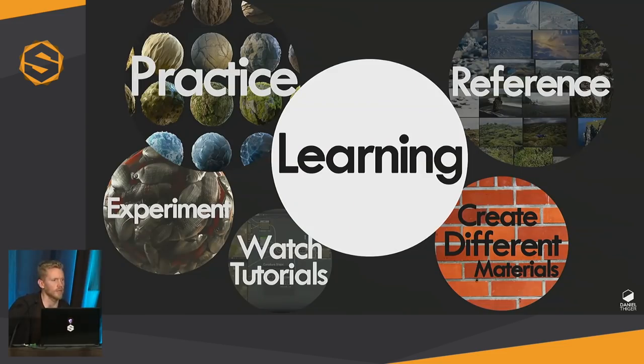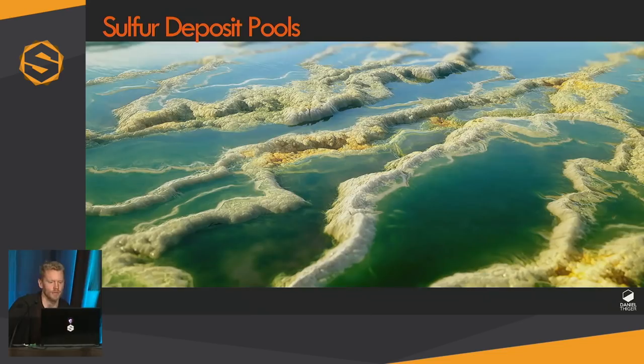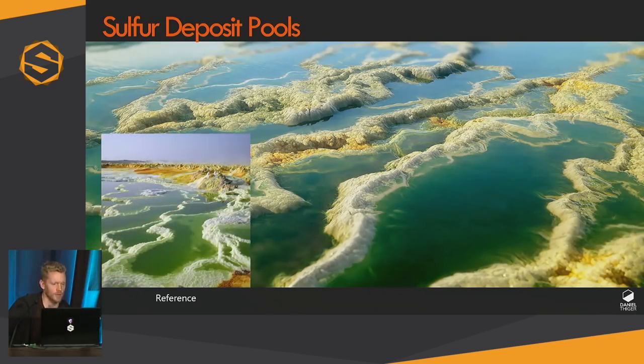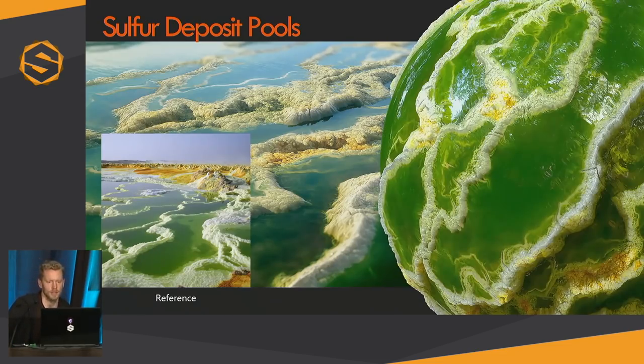And a lot of the time when I'm trying to make something, I end up making something I didn't know I was making. And these are some examples of stuff I've made that looked like something else. So these are my sulfur deposit pools. Can't remember what I was making, but this is what the reference looks like. And it was kind of going that direction. It's like, oh yeah, why don't I make this?